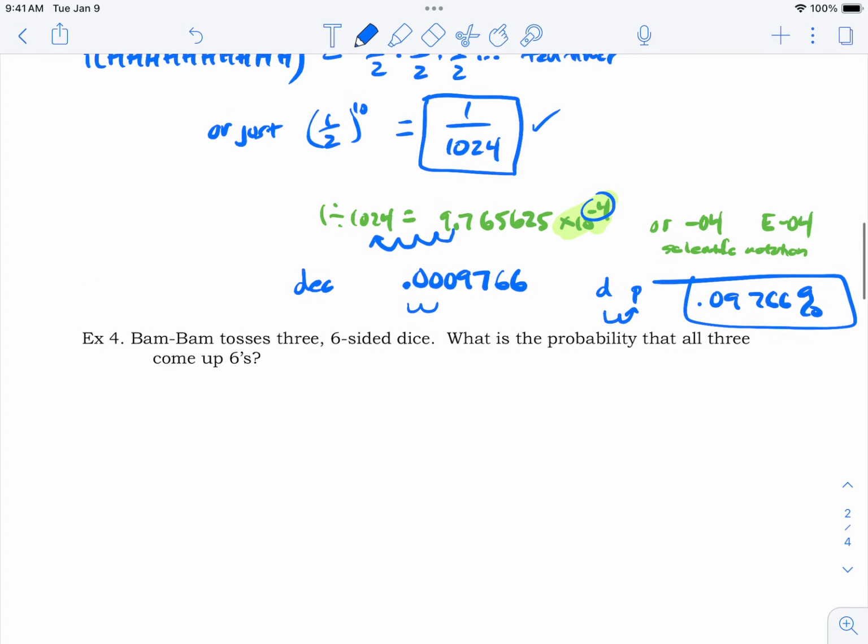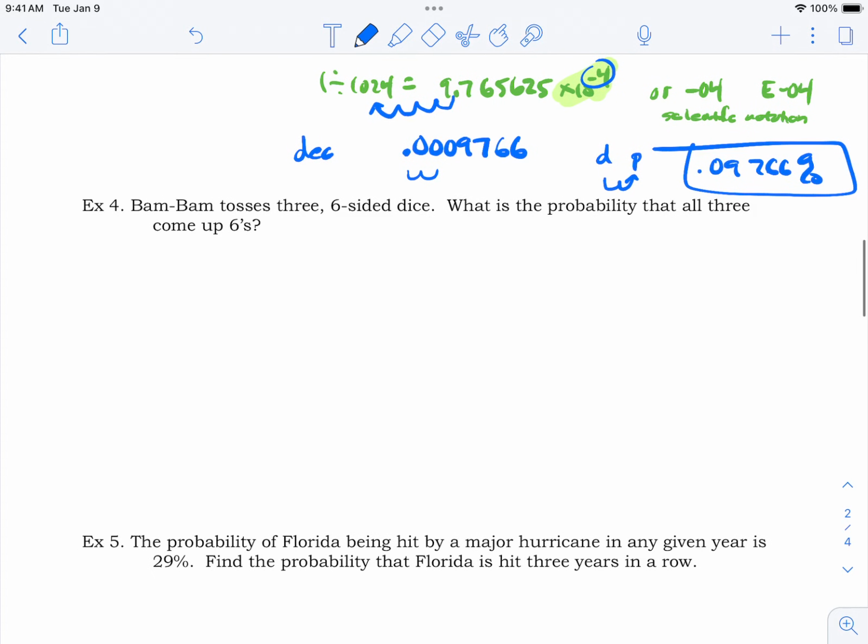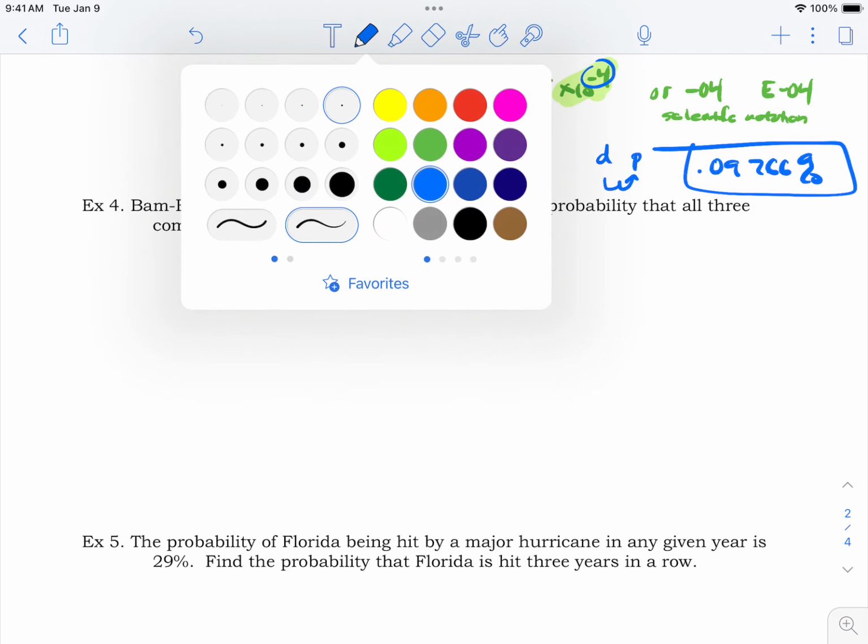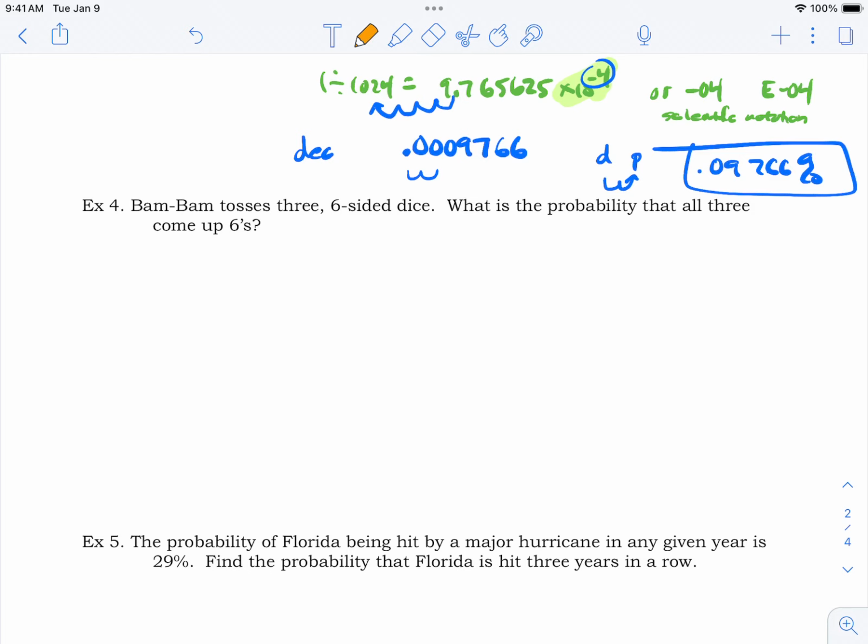Okay, so that's cool. We got this exponent shortcut. Bam, bam. And then example 5, Florida getting hit by a major hurricane. Why don't you try these two? Pause the video. Try both of those examples right about now. And then replay. Okay, here we go.